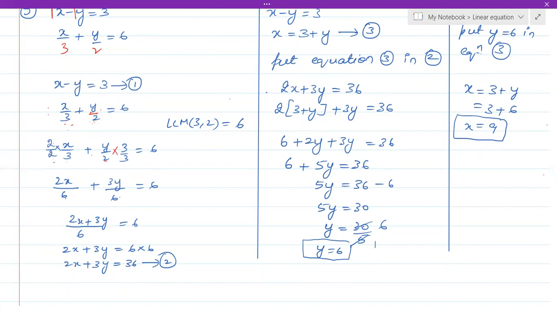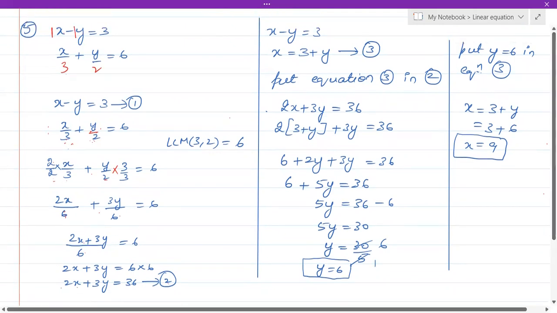Now, as you can see, the denominators are the same. So write it once. I've written it. And the numerators are added: 2x plus 3y. It becomes what? 2x plus 3y. Transpose the 6 to the other side. 6 is in division. If it comes to the other side, it will become multiplication. So 6 into 6 will become 36. Now, if you observe, here the coefficient of x is an integer. Here also it is an integer, isn't it? Now we'll consider this as our equation 2.